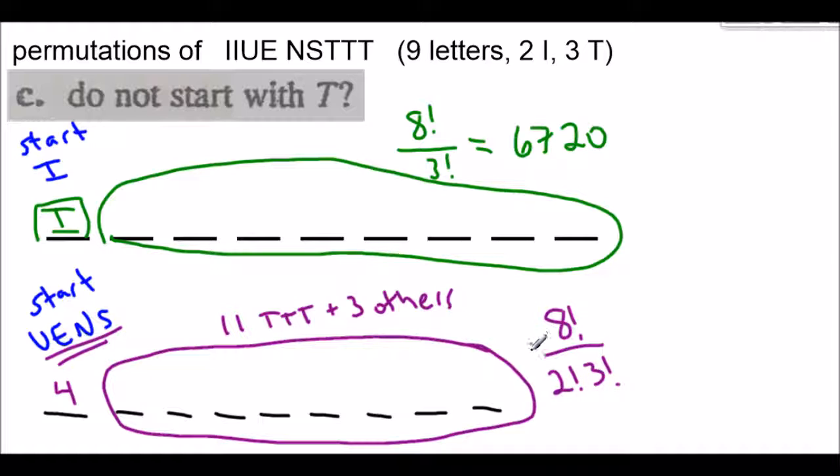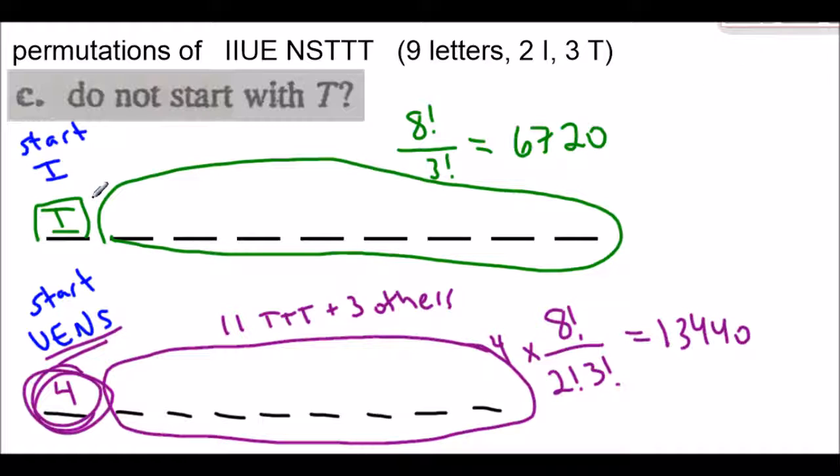And don't forget, this is multiplied by 4, because that first letter could have been a U, E, N, or S. So when I do this math, 8 factorial divided by 2 factorial times 3 factorial, and then times 4, I get 13,440.